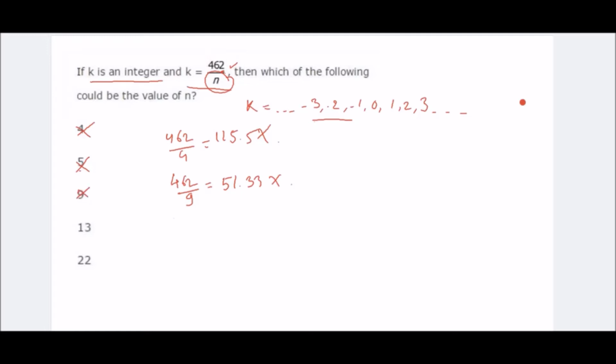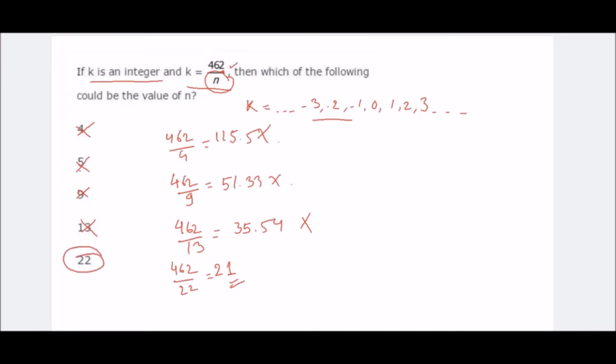Now check for 13. 462 divided by 13 becomes 35.54, so it is also not an integer value. This one is also eliminated. Now our remaining choice is 22, so that will be our answer, but we can check it also. 462 divided by 22 becomes 21, so it is an integer value, so our possible choice is 22.